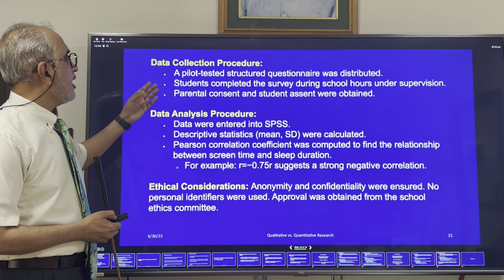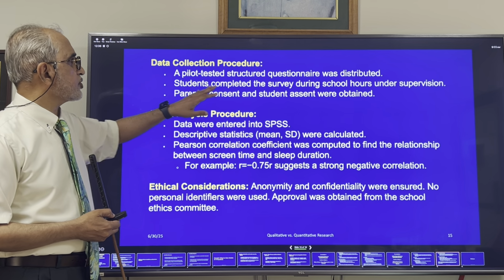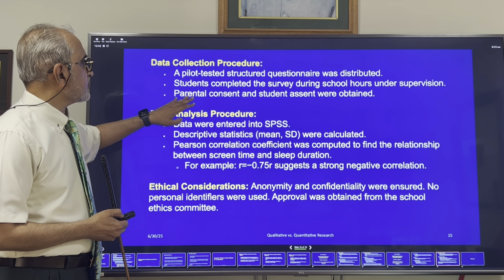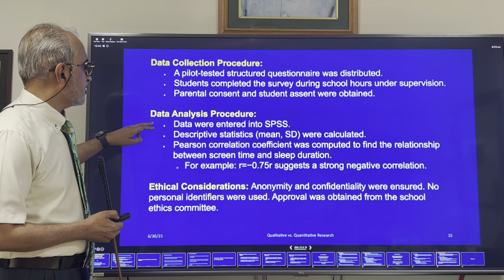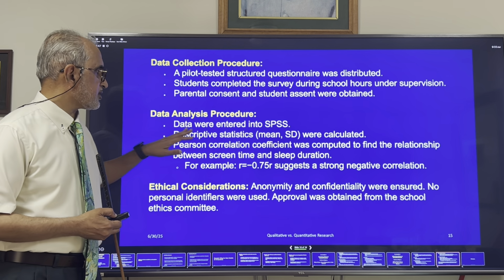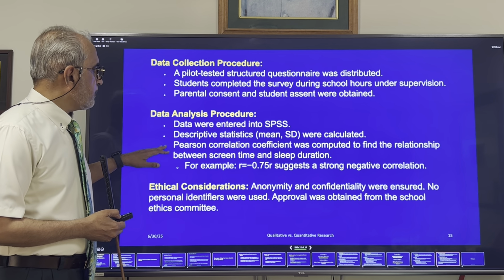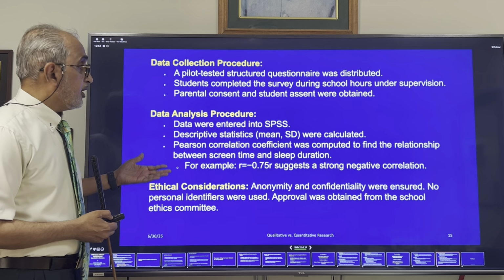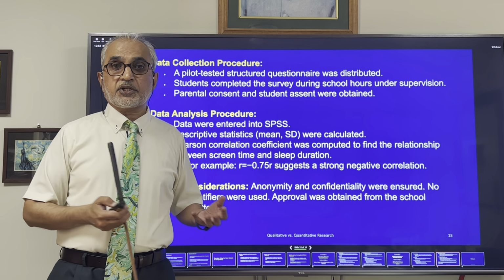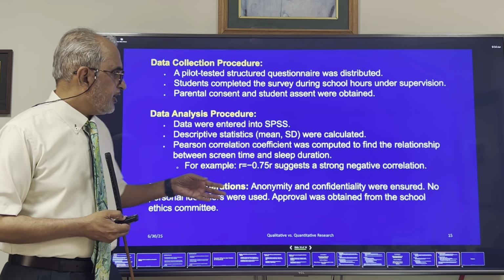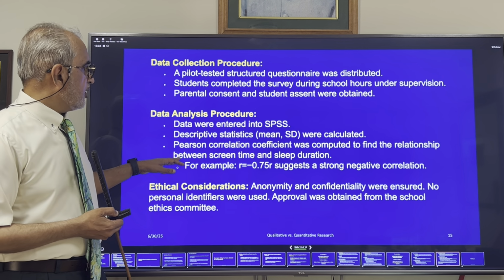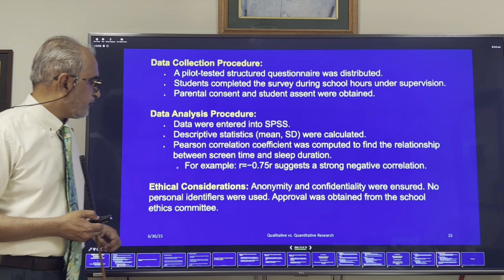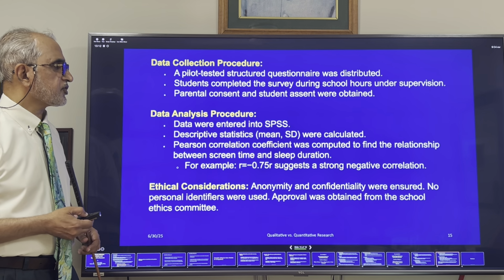Data collection procedure: after a pilot test, structured questionnaires were distributed. Students completed the survey during school hours under supervision. Parental consent and student assent were obtained. Data analysis: data were entered into SPSS. Descriptive statistics were used. Pearson correlation coefficient was computed, and then we found out whether there is a correlation or not. In our case it was a strong negative correlation because the Pearson correlation coefficient r was equal to minus 0.75. And obviously ethical considerations were taken.